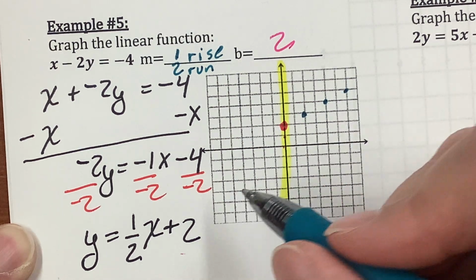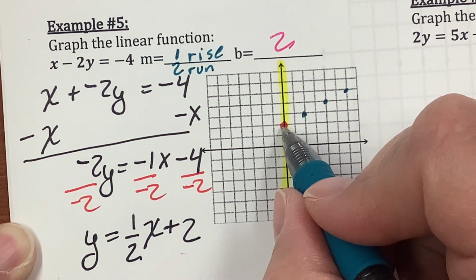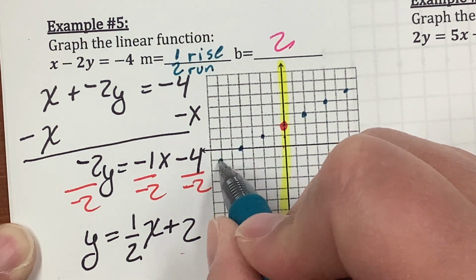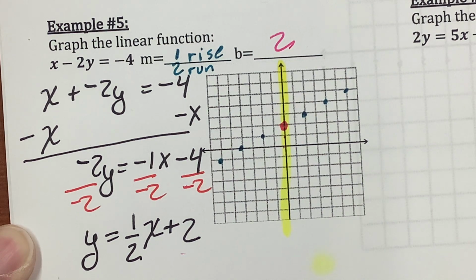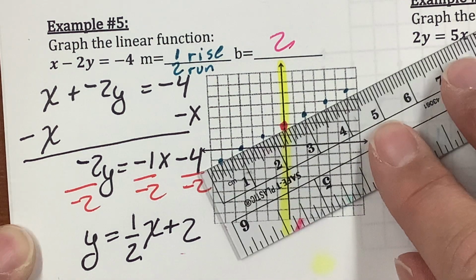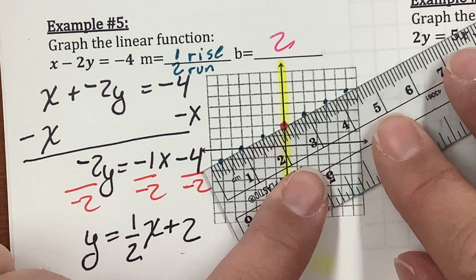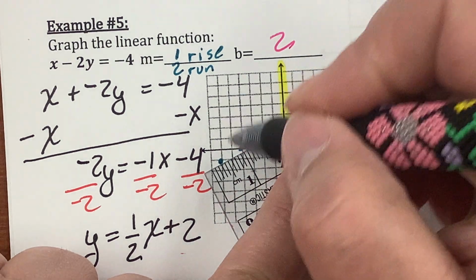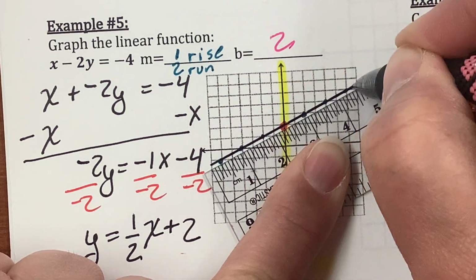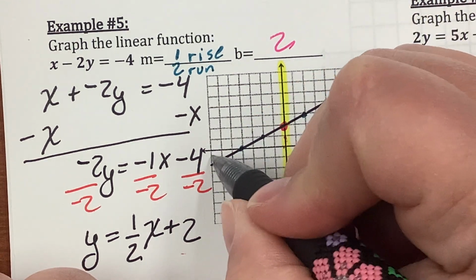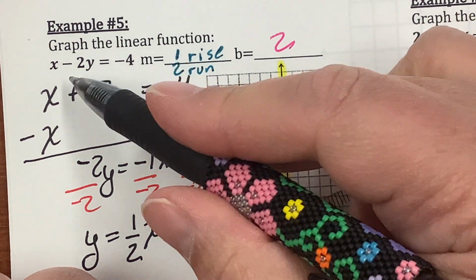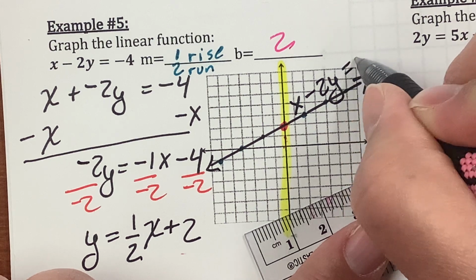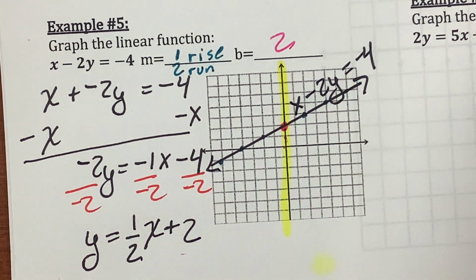I'm going to put some points in the opposite direction because, why not? Drop 1, left 2. Drop 1, left 2. Do the opposite to get there. Grab your ruler. Stop making a mess out of things here, Bono. Hold that nice and tight. There we go. Connect those dots. Arrows on both sides. And write the original equation, x minus 2y equals -4 on the line.